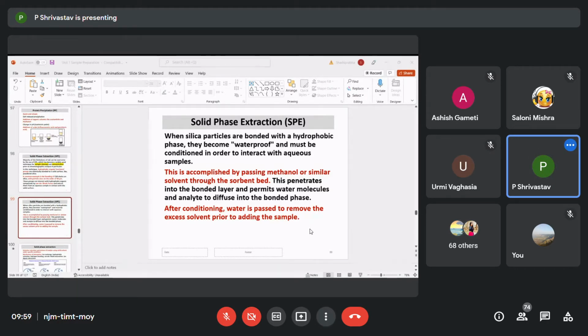One moment. I'll just make it full screen so that I'm able to operate this.